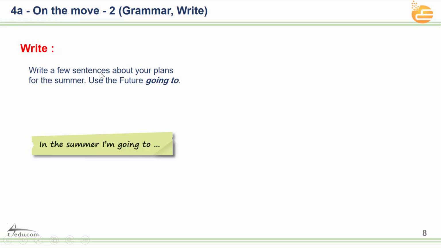Write a few sentences about your plans for the summer. Use the future going to. Okay, so now we want to write a small paragraph or maybe sentences about your future plans for the summer. So we have to use going to. We intend to do this thing, so we have to use going to. And we have to start like this one: In summer, I'm going to blah, blah, blah.